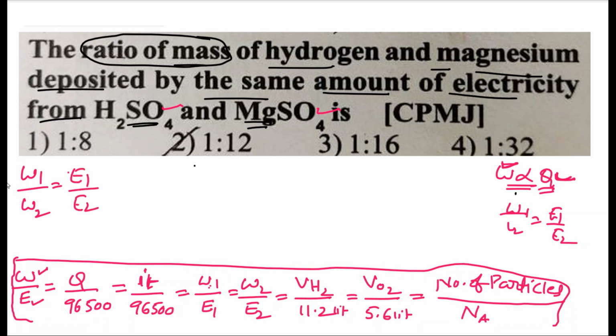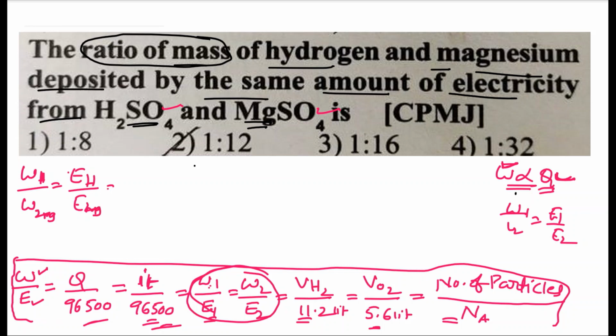That means you can take this sequence formula. Depending upon the problem, you take one combination formula. In some other problem it may be some other combination, either this or this. In this problem we are using this combination formula. So you can take the weight of hydrogen by the weight of magnesium is equal to equivalent weight of hydrogen by equivalent weight of magnesium.